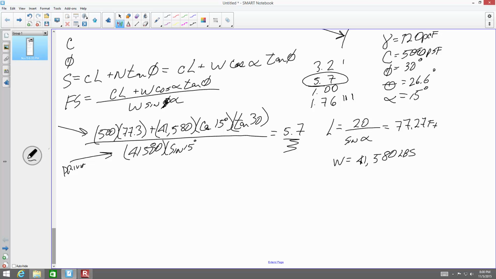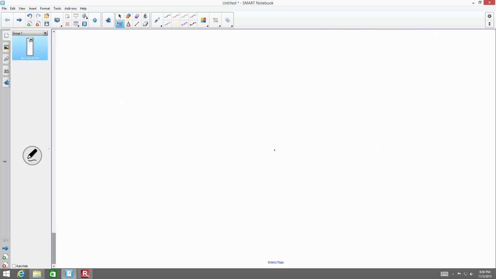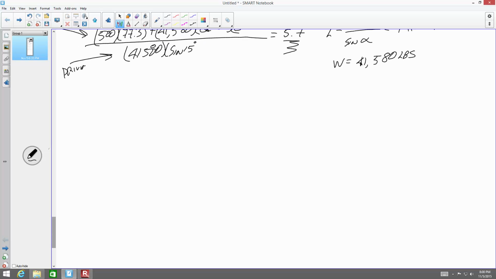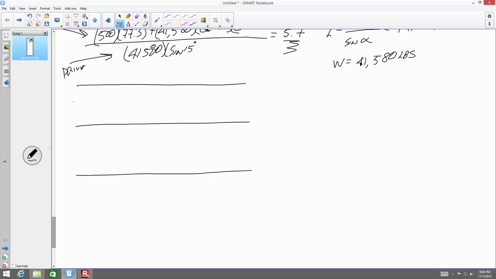Let's see here. Borrow problem. Effective stress. All right, so we've got 3 soil layers here. You guys should be able to nail this one. So I guess you're calling this point A, that point B, that point C.